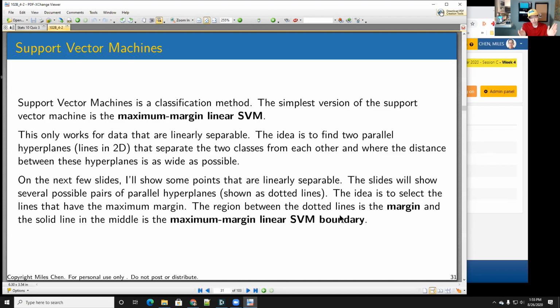I'm going to show a bunch of examples of parallel hyperplanes that are linearly separable, but depending on how you draw these, you can end up getting wider margins or whatnot. So when we do the maximum margin linear SVM, we're going to pick the hyperplanes where the boundary is as wide as possible.